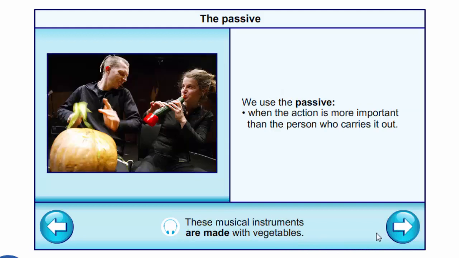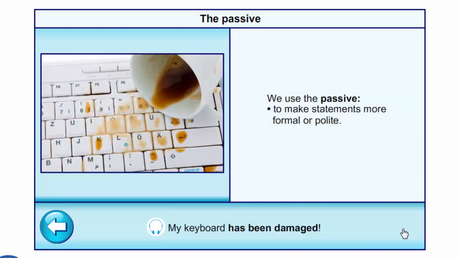We use the passive when the action is more important than the person who carries it out. These musical instruments are made with vegetables. We use the passive to make statements more formal or polite. My keyboard has been damaged.